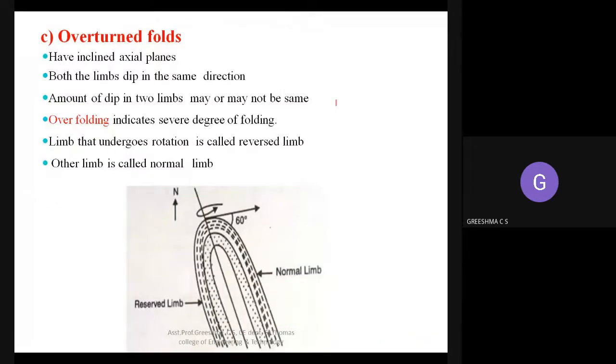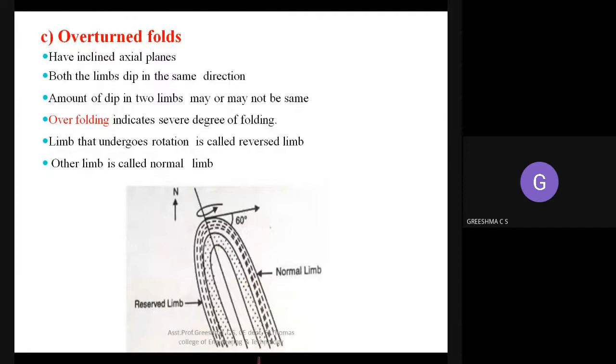Next one is the overturned fold. Overturned fold means it has an inclined axial plane and both limbs dip in the same direction. That is an overturning nature. The fold has an overturning nature. Here the axial plane will be inclined, and the two limbs will be dipping in the same direction. Both limbs dip in the same direction. You can see here.